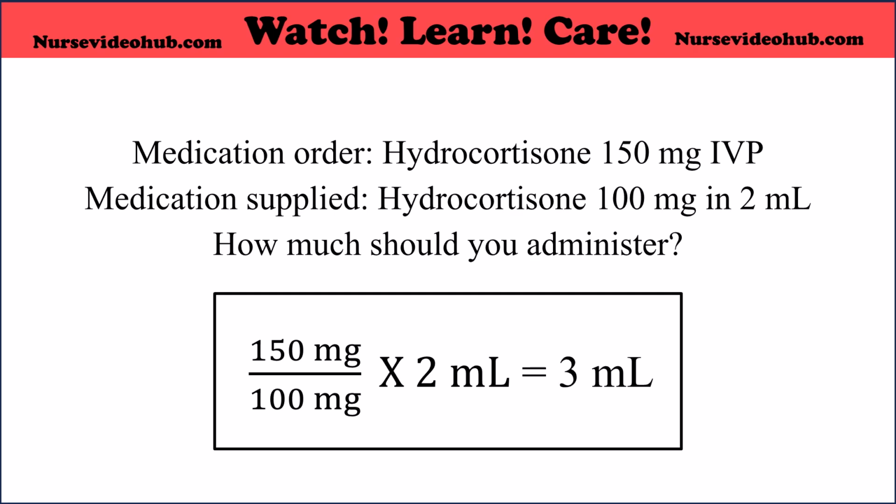Solve for the amount of medication to be administered. 150 divided by 100 is 1.5. Multiply that by 2 and you get 3. You would administer 3 milliliters to give the desired dose of 150 milligrams of hydrocortisone.